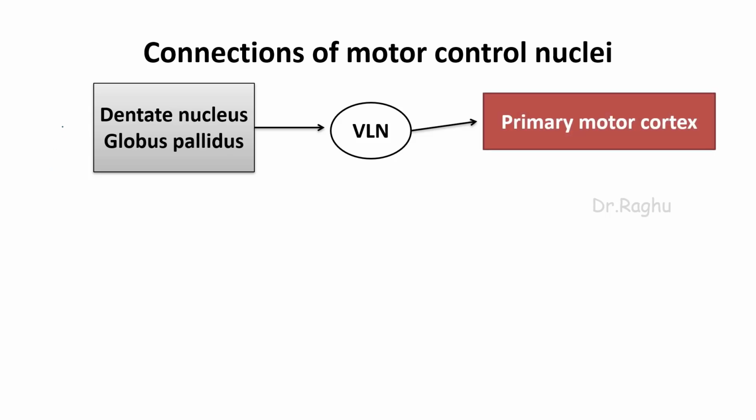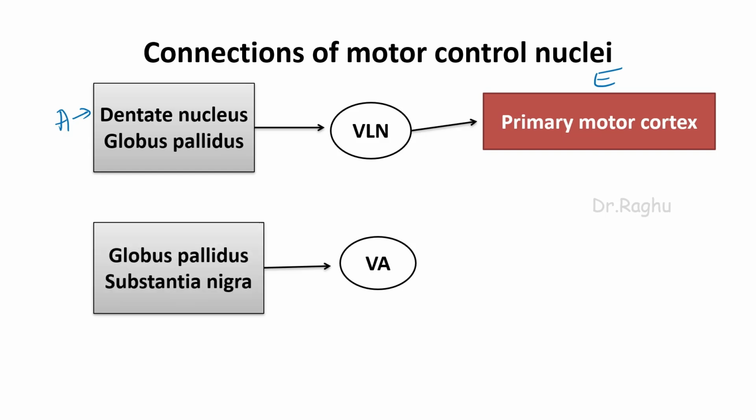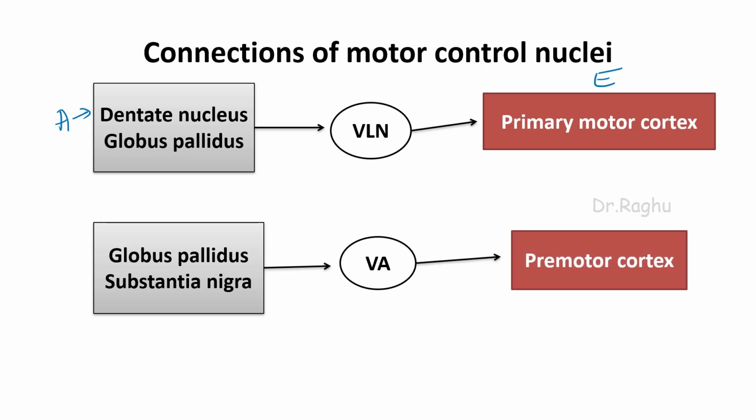So which is the afferent here? Afferent will be the fibers coming from the dentate nucleus and the globus pallidus, and efferents are going to the primary motor cortex. Then we have the ventral anterior nucleus, which is again receiving the information from the globus pallidus and the substantia nigra. We all know what these are parts of, and the ventral anterior nucleus of the thalamus is projecting to the premotor cortex.